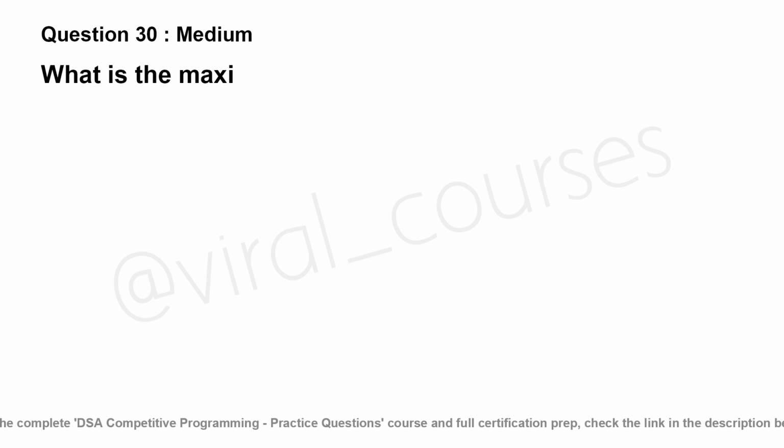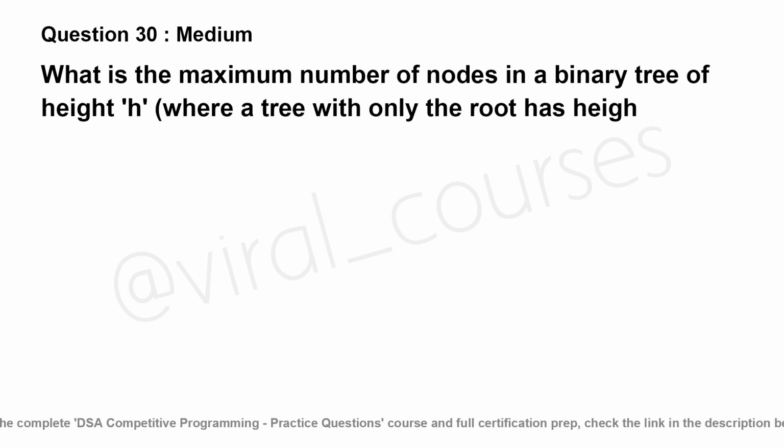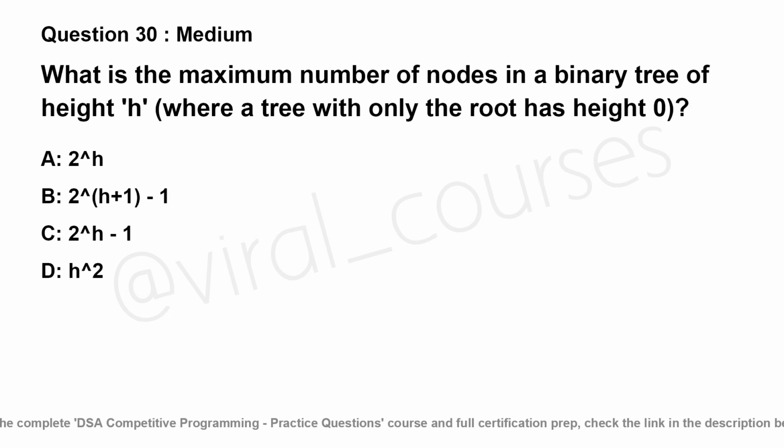What is the maximum number of nodes in a binary tree of height h, where a tree with only the root has height 0? Option A, 2^h. Option B, 2^(h+1) - 1. Option C, 2^h - 1. Option D, h squared.